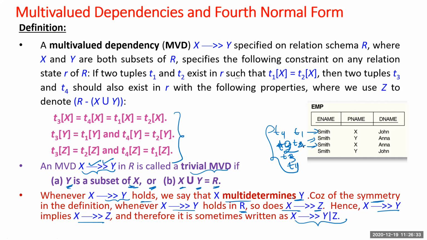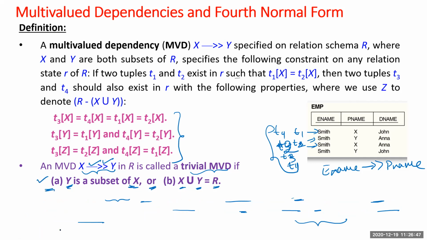Fine. You just check. Now, what is my dependency here? E name multi-determines P name. First check the first condition here. I'm talking about this condition: if Y is a subset of X. This is Y. Is this a subset of X? No. You know what is a subset? It is not.